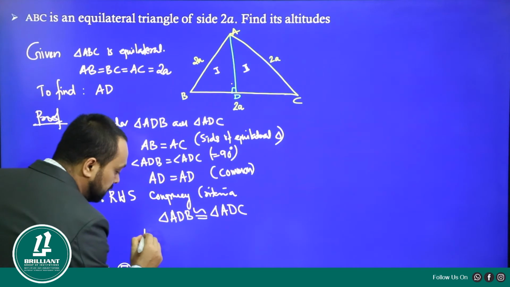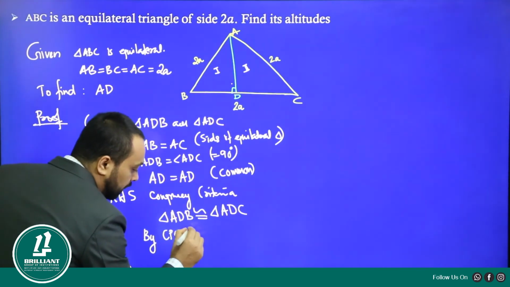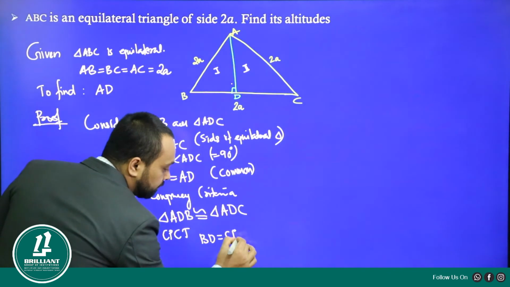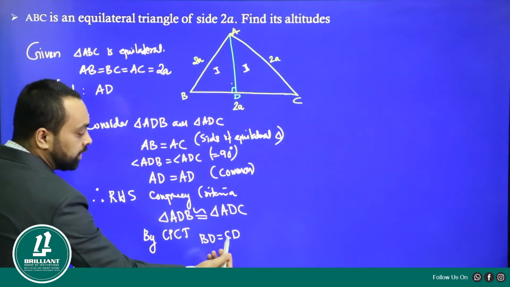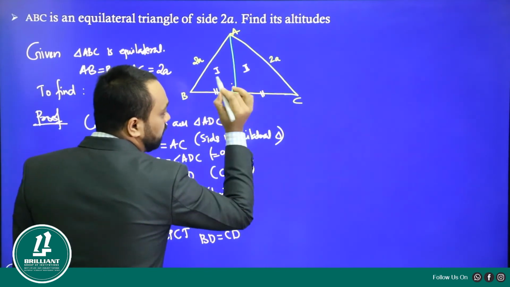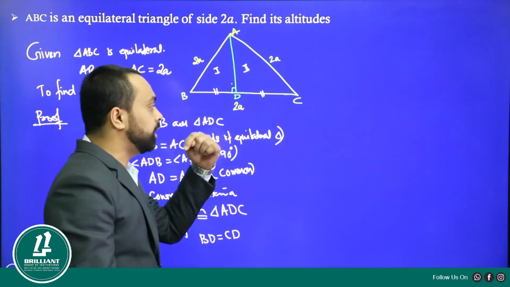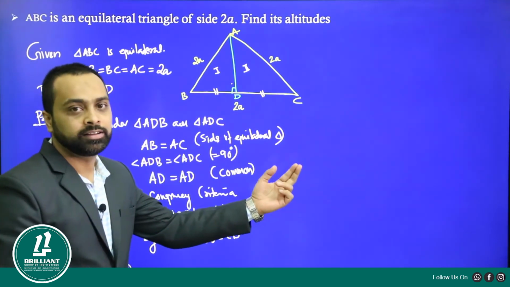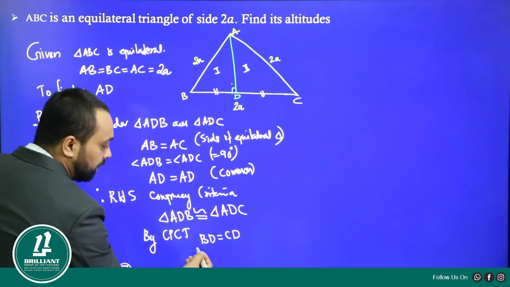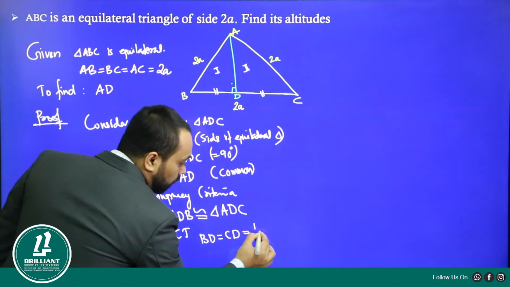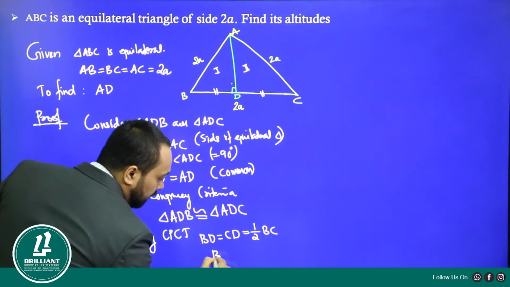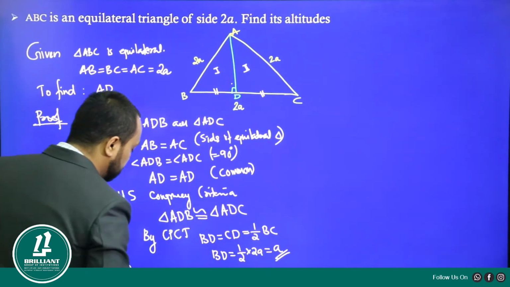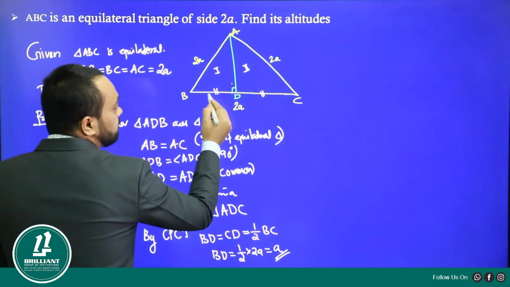If so, we know that by CPCT, corresponding parts of congruent triangles, we can say that BD will be equal to CD. That is what you have to get. BD is equal to CD. We know that the side BC is equal to 2A. Both BD and CD are equal, so each side will be half of 2A. So BD is equal to CD, which is equal to half of BC, that is half into 2A, which is equal to A. So we are getting the length of BD as A.